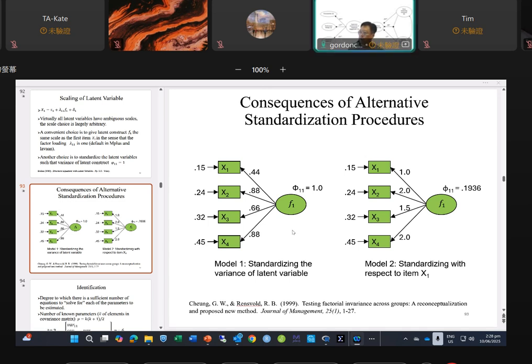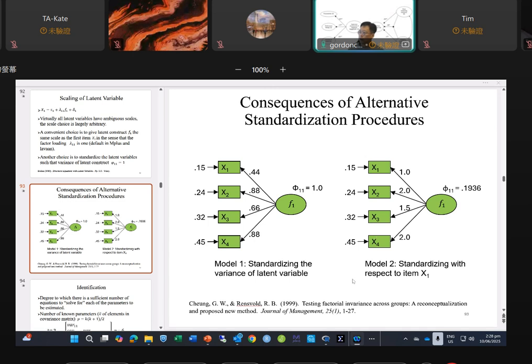And we repeat, one way is to standardize f1 such that the variance of f1 equals to 1. In that case, we can estimate the factor loading for all 4 items and the measurement error for all 4 items. Alternatively, we can fix the factor loading of the first item to 1. So we have 3 factor loadings to estimate, 4 measurement errors, and the variance of your latent variable.